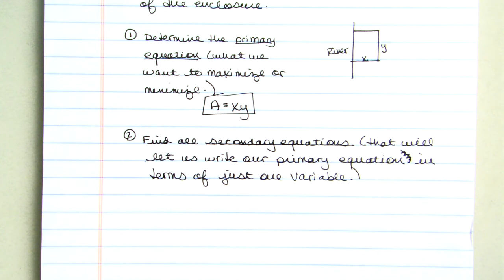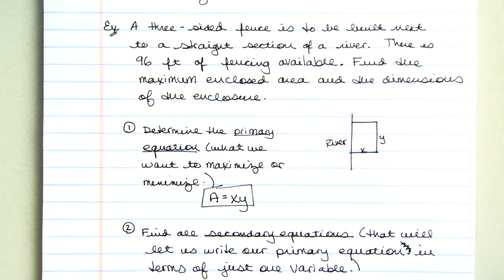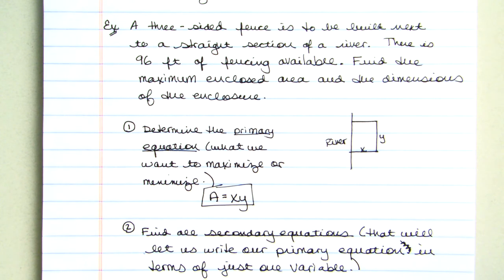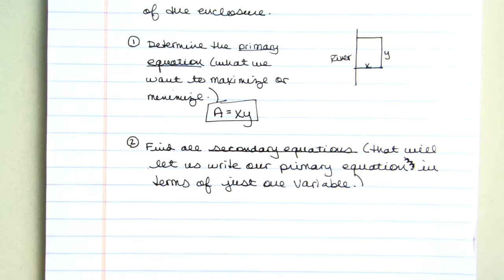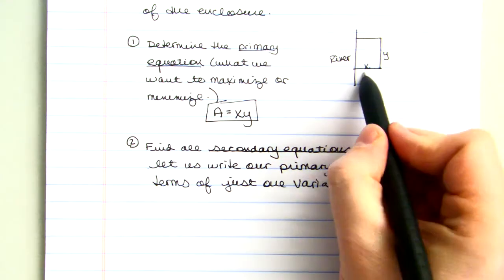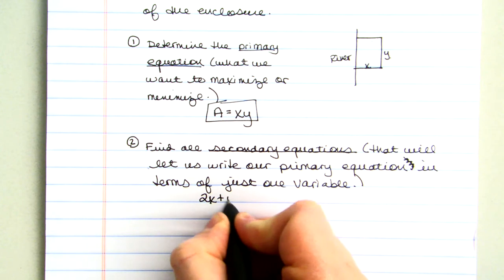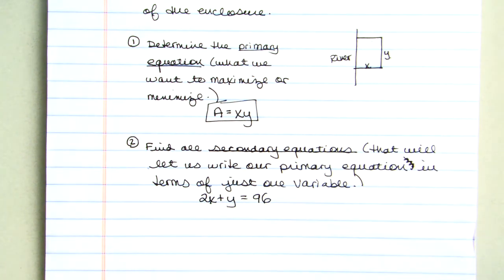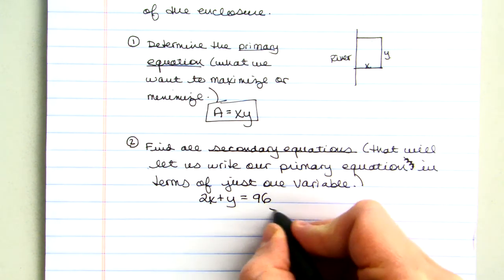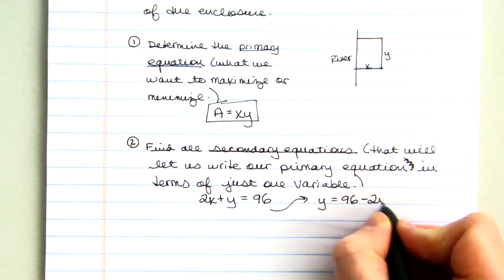So the secondary equation here is they told us 96 feet of fencing available. Well, that sounds like the perimeter to me. My secondary equation is going to be the perimeter of this equals 96. Well, x plus y plus another x gives me 2x plus y equals 96. I'm going to go and solve this thing for y. I'm going to turn this into y equals 96 minus 2x.